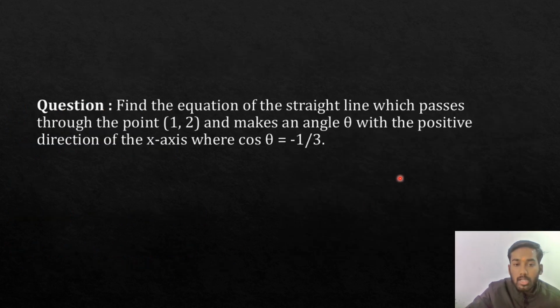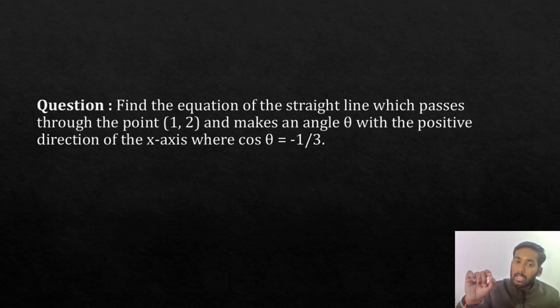Now let's solve a question. Find the equation of a straight line which passes through the point (1, 2) and makes an angle theta with the positive direction of the x-axis, where cos theta is equal to -1/3. Here you can see cos theta is -1/3. It shows that cos theta is negative, in the second quadrant, so theta must lie between pi/2 and pi. That means tan theta would also be negative.